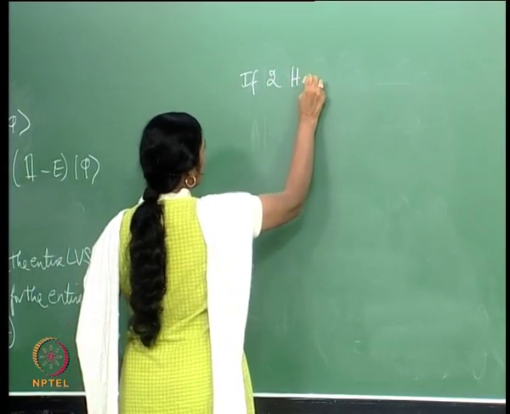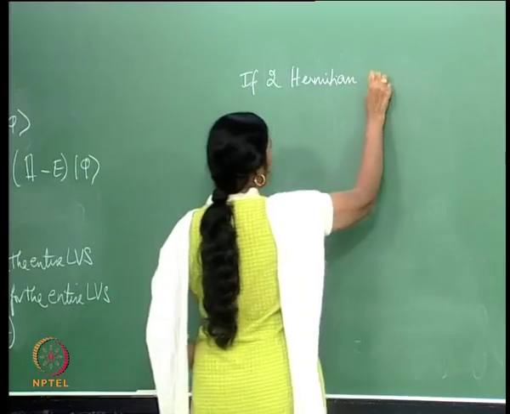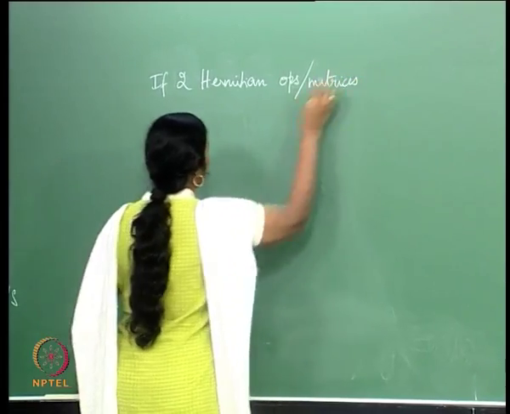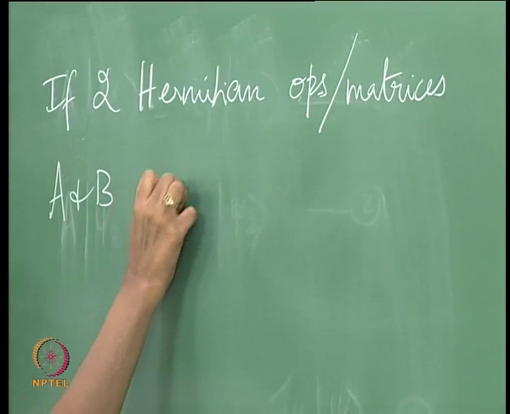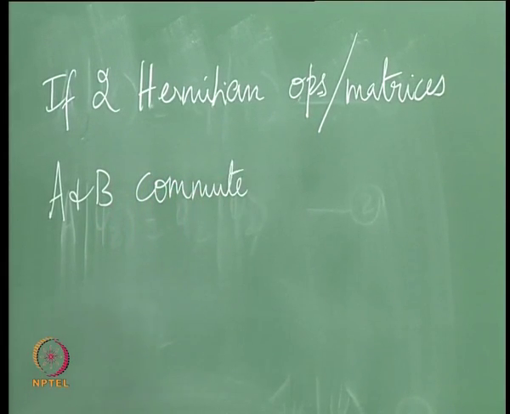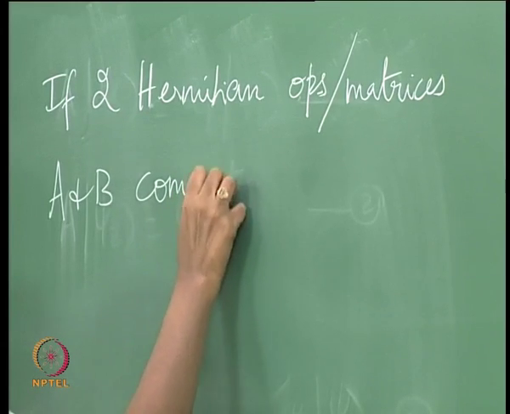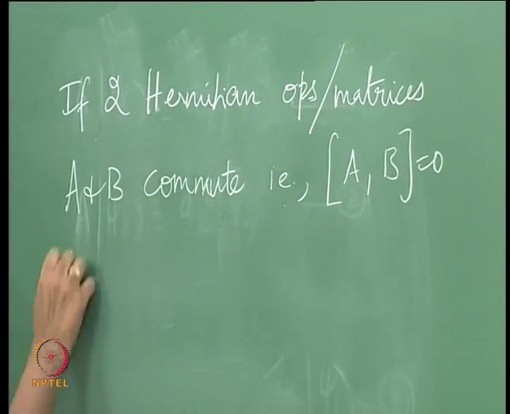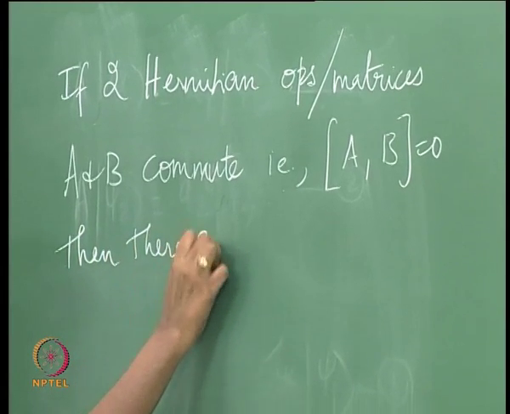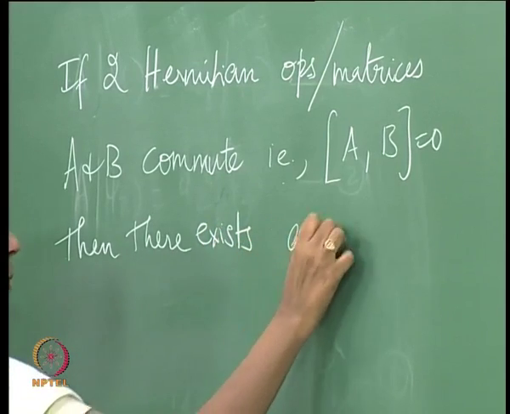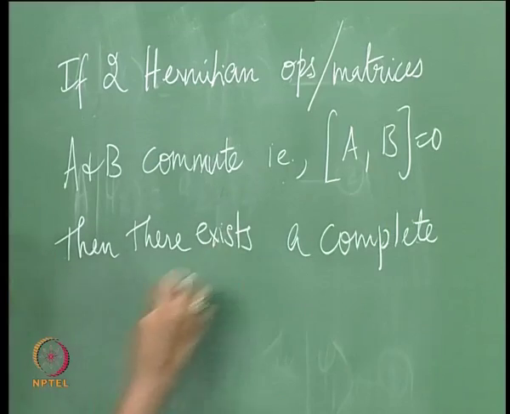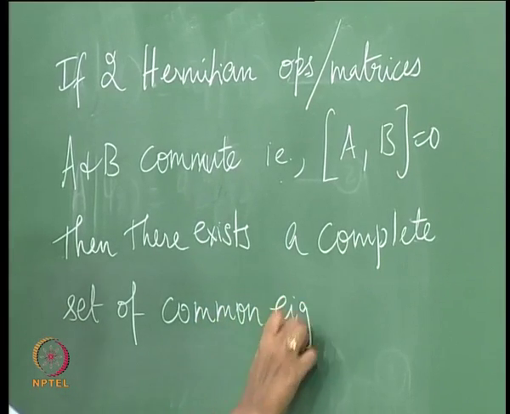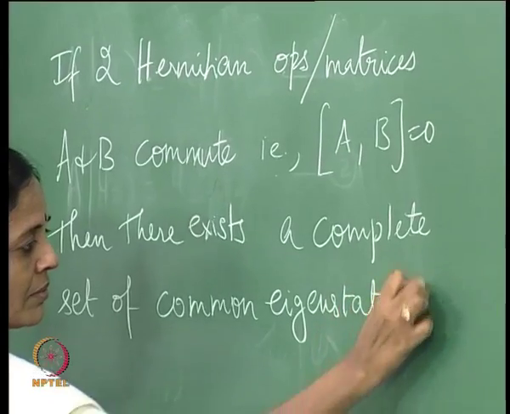if two Hermitian operators, could well be matrices, A and B commute with each other, that is, the commutator of A with B is equal to 0, then there exists a complete set of common eigenstates of A and B.